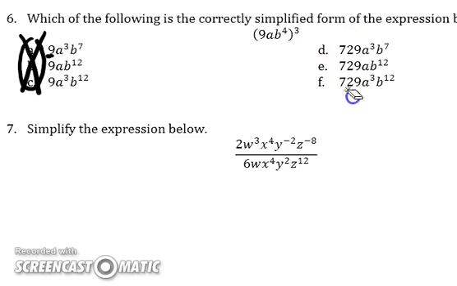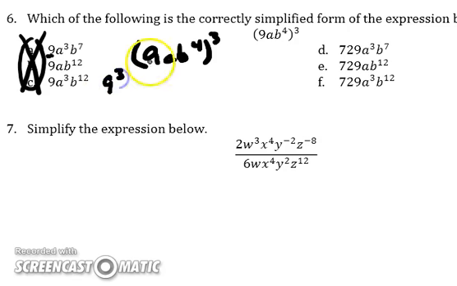Here's why. So we are looking at 9ab to the fourth, and that's raised to the third power. There are a couple ways I could go about showing this, but here's basically what I do, and then I'm going to show you the expanded form for why this is. So this is going to be 9 raised to the third power. What we're doing is we're raising all of these factors to the third power. Everything on the inside that's being multiplied, we're raising that to the third power.